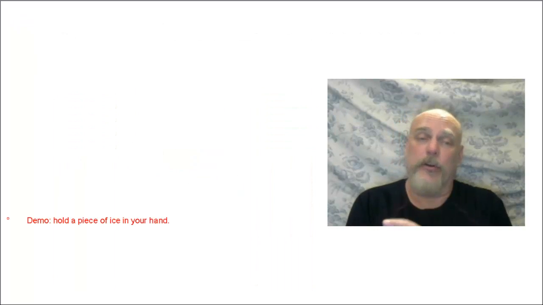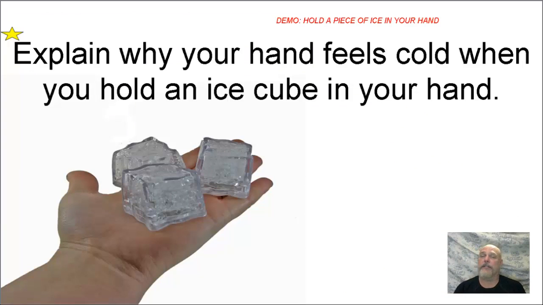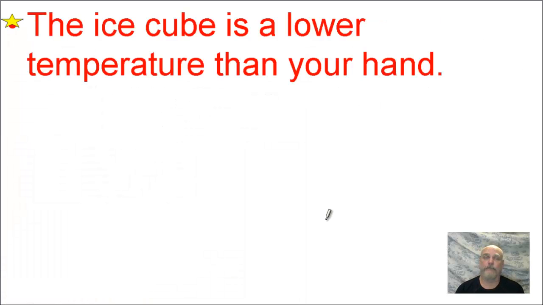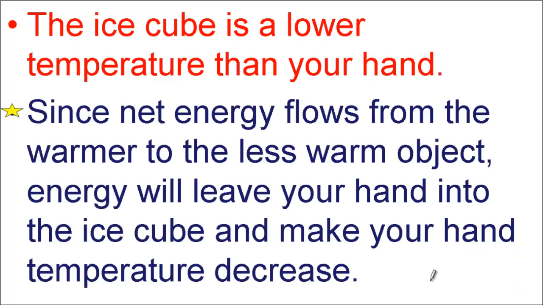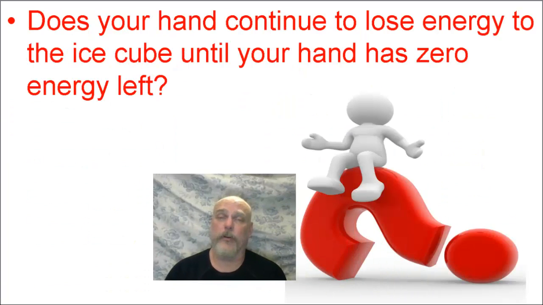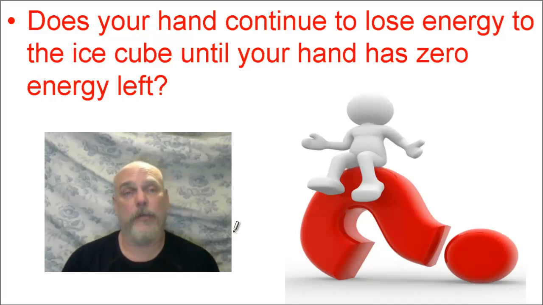Consider holding a piece of ice in your hand. Well, this isn't a piece of ice, but if you take a piece of ice and put it in your hand, your hand is at a higher temperature than the ice cube. Let's say the ice cube is 32 degrees Fahrenheit, your hand is 99 degrees Fahrenheit. More thermal energy is going to go into the ice cube than the ice cube is going to give to your hand. Since net energy flows from the warmer to the less warm object, energy will leave your hand into the ice cube and make your hand temperature decrease. Therefore, your hand is going to feel colder. It's losing some of its thermal energy.